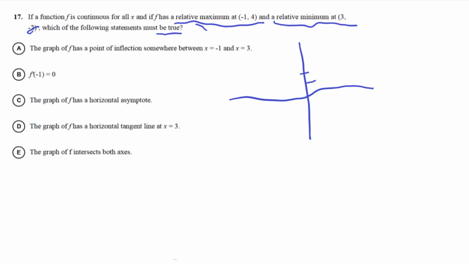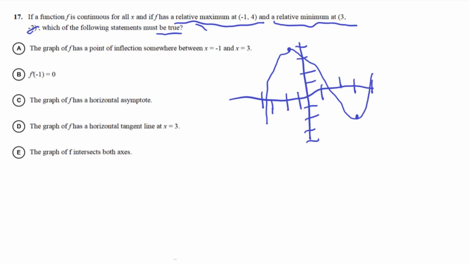So if we draw our axes, we can plot (-1, 4). That would be (-1, 4) right here, and then (3, -2), which is 1, 2, 3, and -2. A max means it would have to look something like this. This could be an example of what it could look like. A max is where there's nothing higher than that.